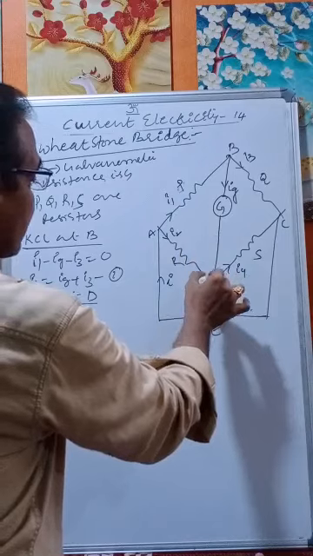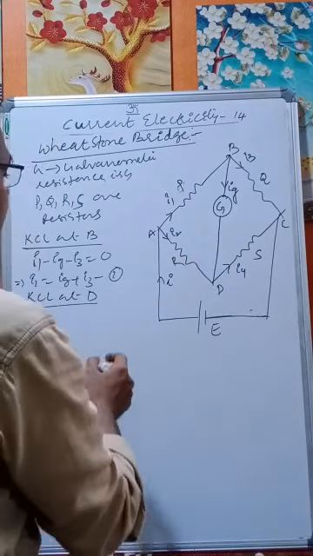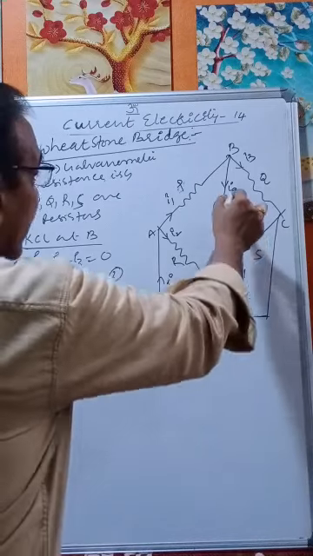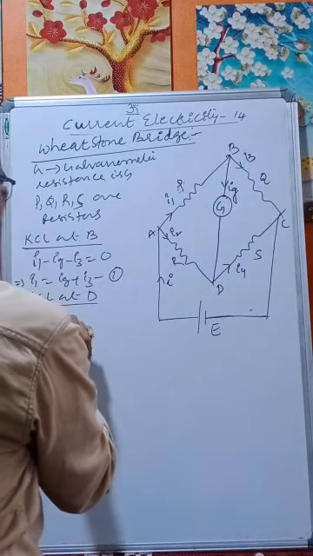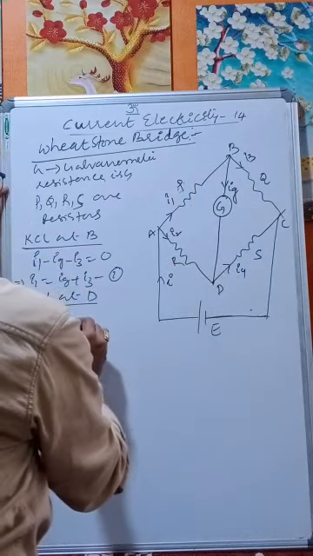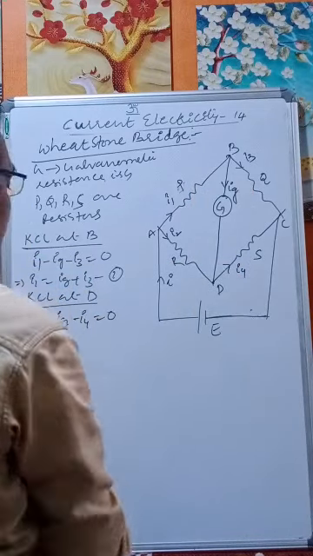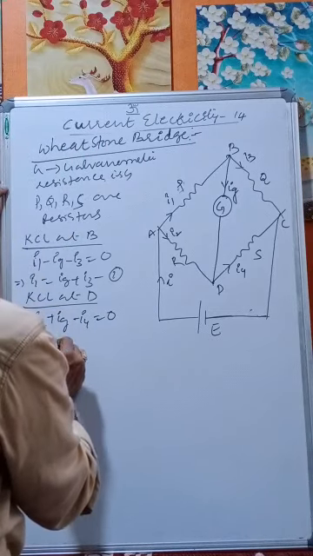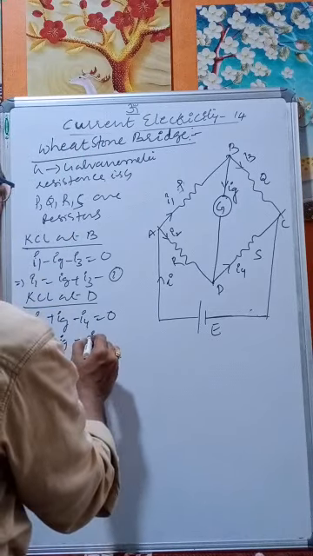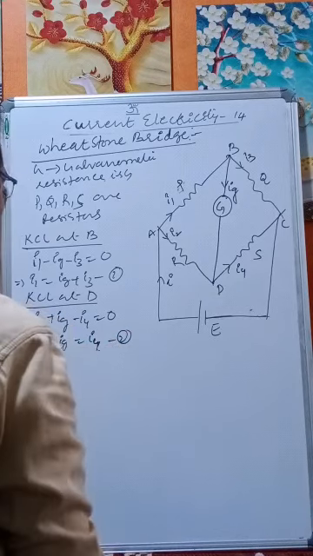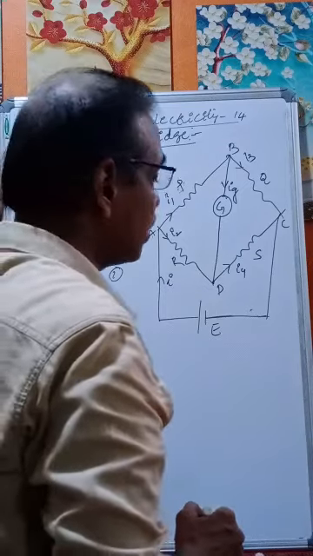Similarly, apply KCL at junction D. Then what happens here? I2 is flowing towards the junction, so I2 is positive. IG is also towards the junction D, plus IG. And I4 is away from the junction, minus I4 is equal to 0. This implies I2 plus IG equals I4. Equation 2: I2 plus IG equals I4.